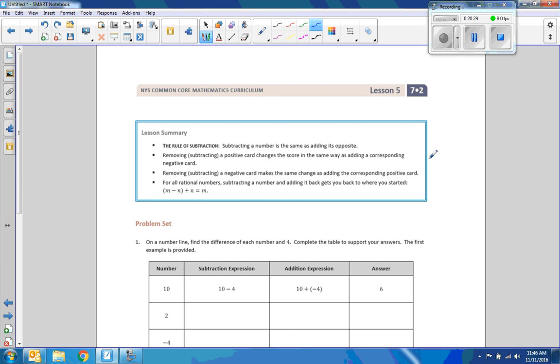Okay, here is the lesson summary. Review that. That's the end of the lesson. Now do your exit ticket and your problem set.